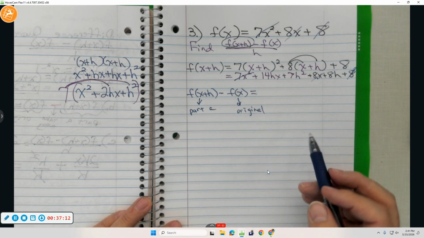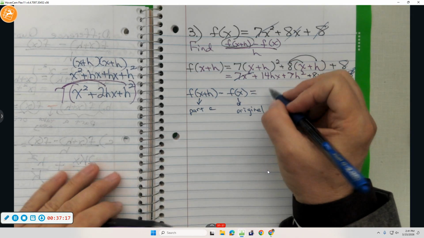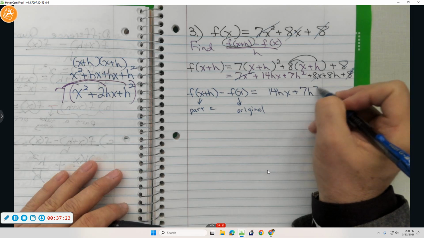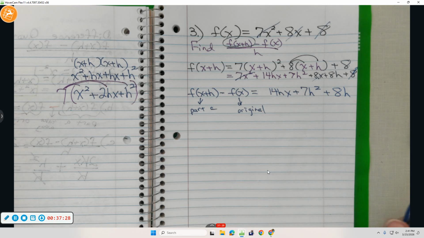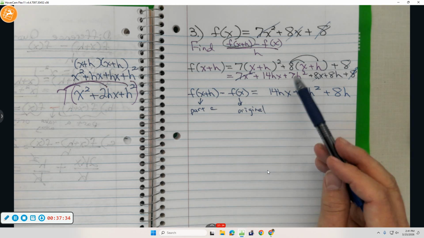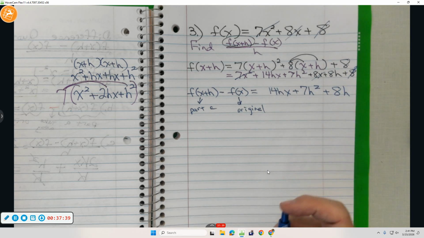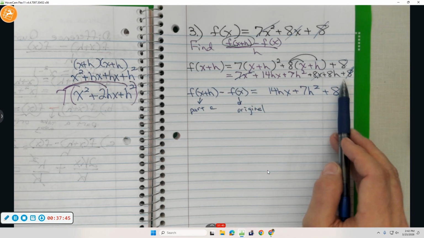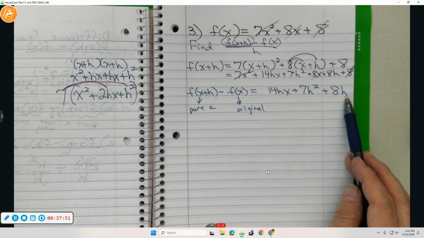The only terms remaining must have what letter? H. So sure enough, we have a 14hx plus a 7h squared plus an 8h. We took what we had, the original answer, and we took away the original terms. I guess I'll say we took f of x plus h's answer and we dropped off the original terms. The only thing left are the terms containing the letter h.